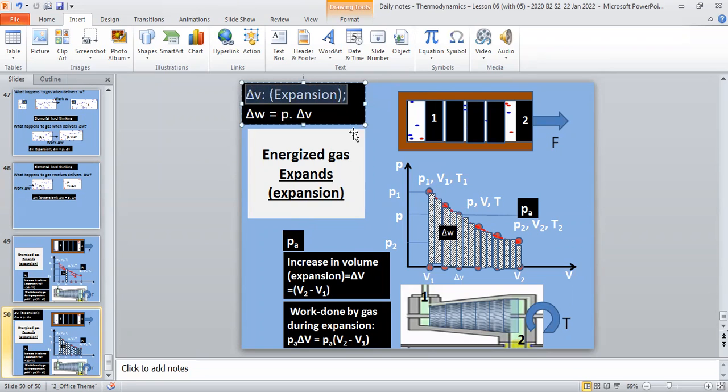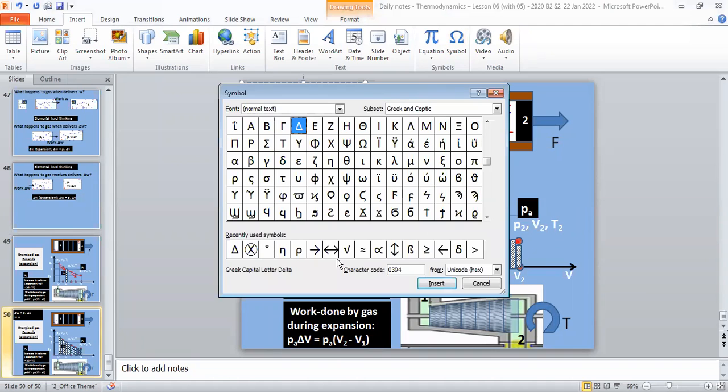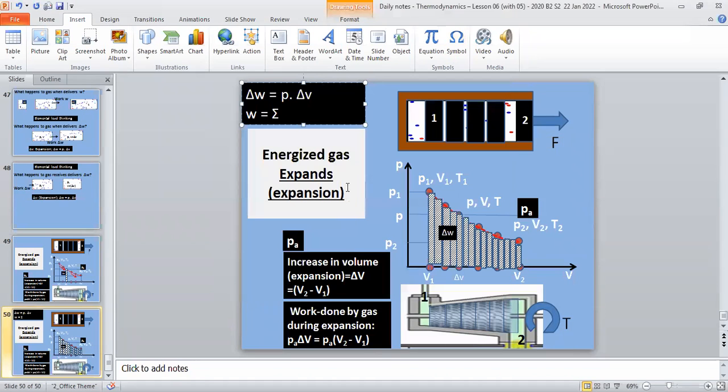Delta W is P delta V. Then W, what is W total? It is the sum of all delta W. So we add delta W for every strip here, the P delta V we calculate. Okay. Sum, summation sigma delta W.